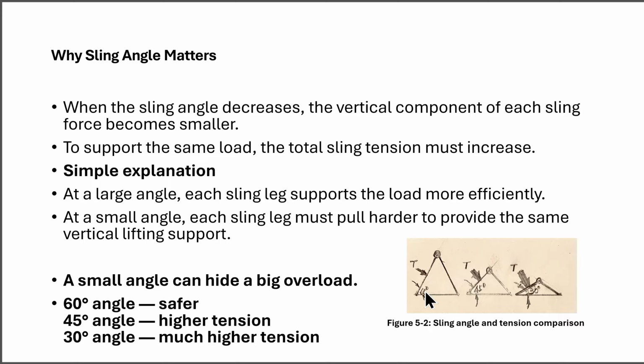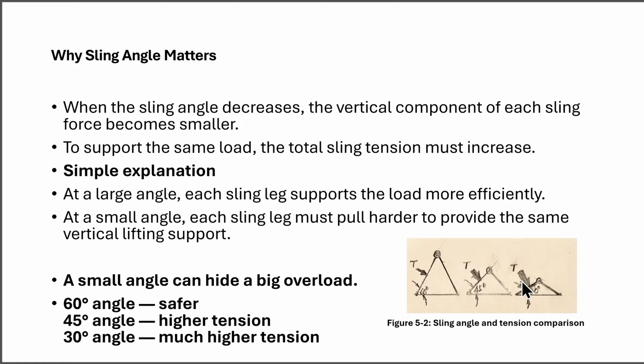Here, compare 60 degrees, 45 degrees, 30 degrees. 30 degrees is smaller. Smaller angles can hide a big overload. To sum up, 60 degrees here. 45 degrees, higher tension. The arrows are getting thinner. 30 degrees, much higher tension. I use arrows, very thick.